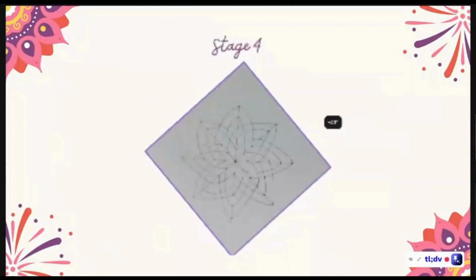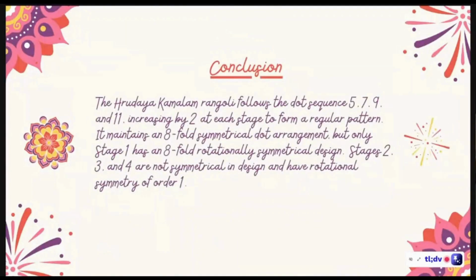So my conclusion is that the total number of dots follows the sequence 5, 7, 9, 11, increasing by 2 at each stage to form a regular arithmetic pattern. All the stages maintain an eightfold symmetrical dot arrangement, but the dot arrangement is only symmetrical, while the design is not actually symmetrical, except stage 1, which has an eightfold rotationally symmetrical design, and the others have order of 1 rotational symmetry. So yeah, thank you.